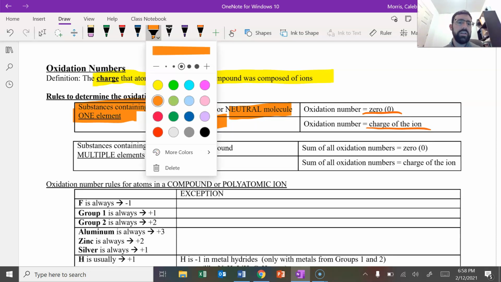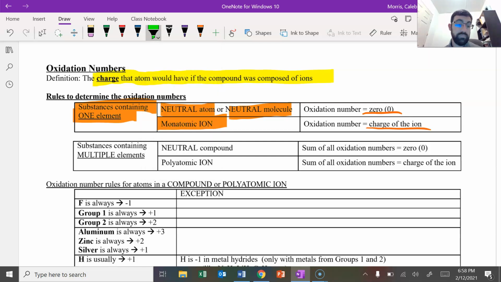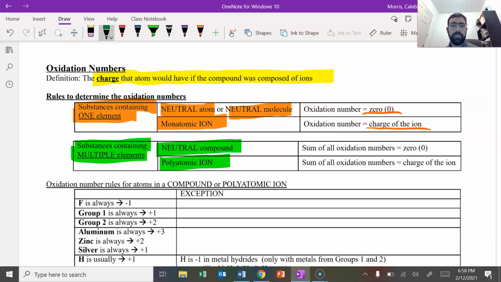All right, let's go on to the next thing, which is if you have a substance containing multiple elements, we're talking about a compound or a polyatomic ion. So we've got a neutral compound or a polyatomic ion. For neutral compounds, the sum of all of the oxidation numbers has to equal 0. They have to add up to be 0 because no charge is written.